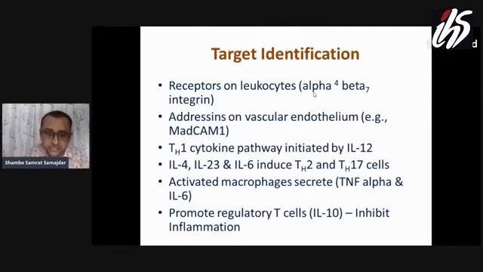Apart from that, there are addressins on vascular endothelium like MADCAM1, and this receptor tells us the importance of the coexisting thrombotic nature in our system while we are suffering from inflammatory bowel disease, to take care of that. Then the Th1 cytokine pathway is initiated by IL-12, so we need something to reduce the expression of interleukin-12. Apart from that, interleukin-4, interleukin-23 and interleukin-6 induce the Th2 and Th17 cells.